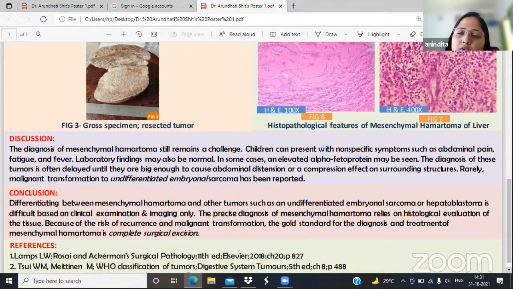Okay. So you were telling that in some cases of mesenchymal hamartoma, alpha-fetoprotein level is increased, but in most cases it is not increased so much. Why is that so? In which cases will alpha-fetoprotein level be increased and in which cases is it not increased so much? Can you tell that? No, ma'am.